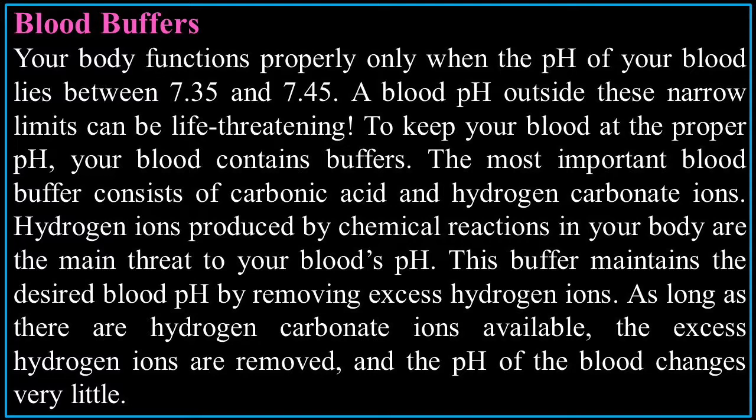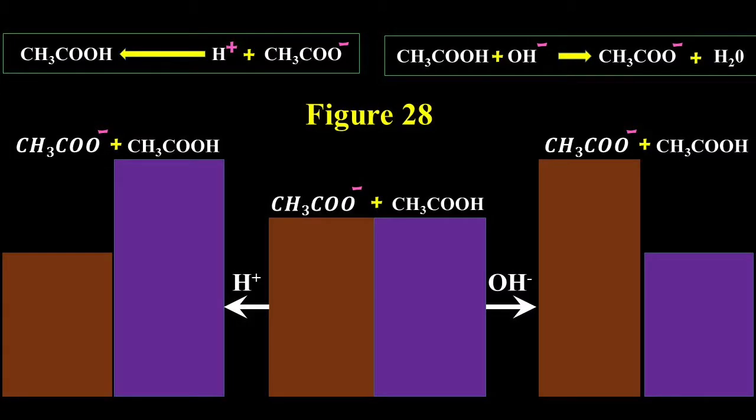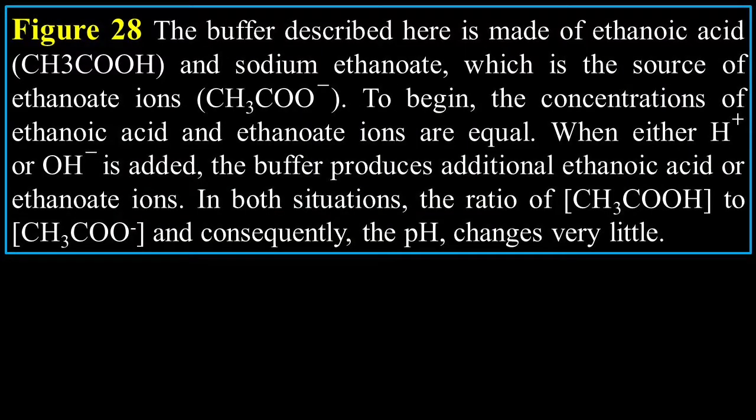Hydrogen ions produced by chemical reactions in your body are the main threat to your blood's pH. This buffer maintains the desired blood pH by removing excess hydrogen ions. As long as there are hydrogen carbonate ions available, the excess hydrogen ions are removed, and the pH of the blood changes very little. Here is figure 28, which shows how a buffer works by maintaining the integrity of the pH of a system, such as this buffer system.